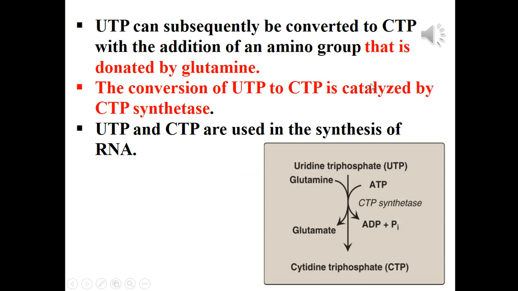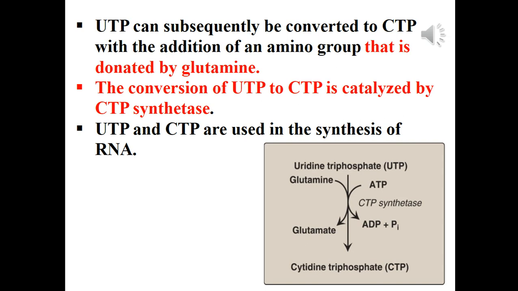Uridine triphosphate can subsequently be converted to cytidine triphosphate with the addition of an amino group that is donated by glutamine. The conversion of uridine triphosphate to cytidine triphosphate is catalyzed by the cytidine triphosphate synthetase enzyme. It means it will consume ATP. Uridine triphosphate and cytidine triphosphate are used in the synthesis of RNA.